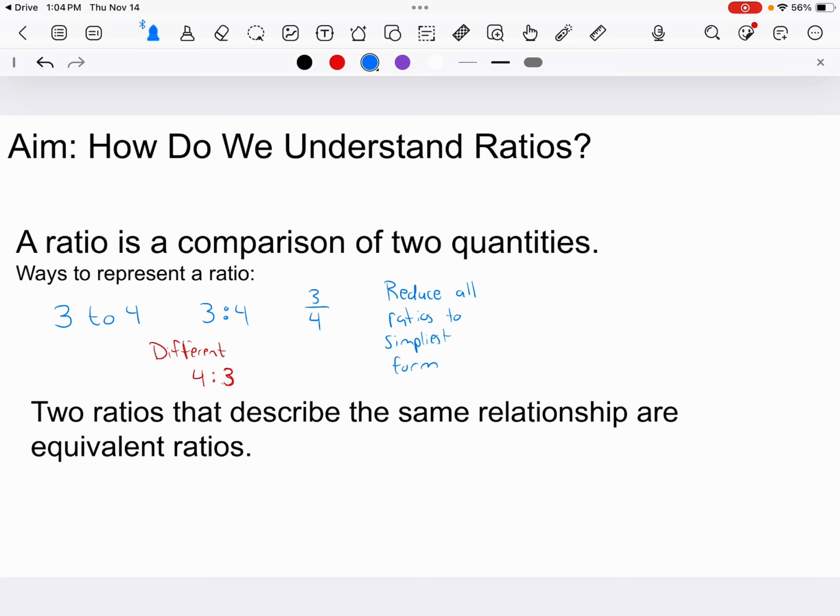Two ratios that describe the same relationship are said to be equivalent ratios. Equivalent in math just means equal. So a ratio of 3 to 4 is equivalent to a ratio of 6 to 8 because I can reduce 6 to 8 into 3 to 4. It's also equivalent to 30 to 40 because that would simplify to 3 to 4 as well.